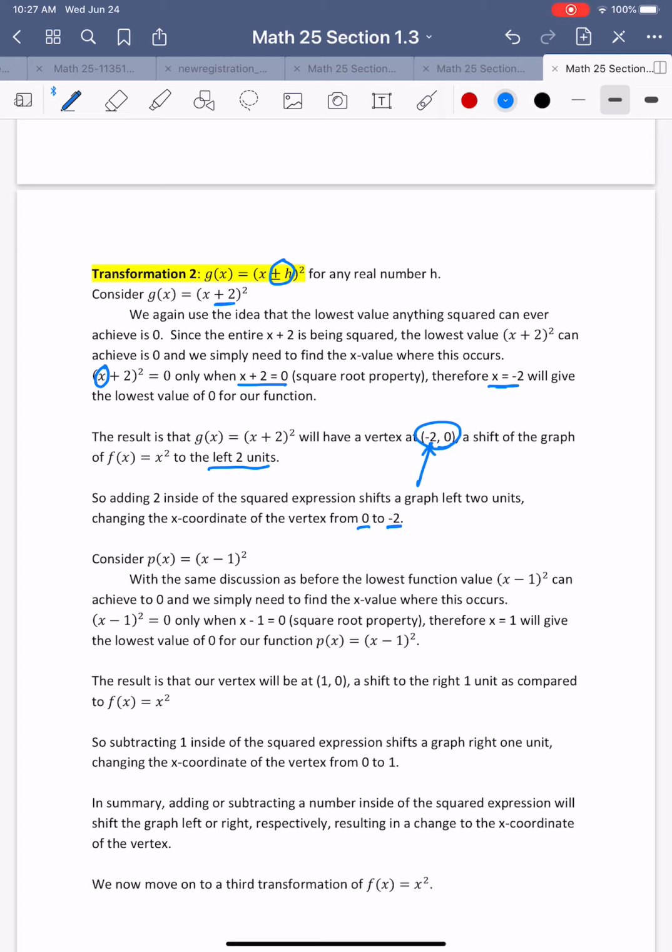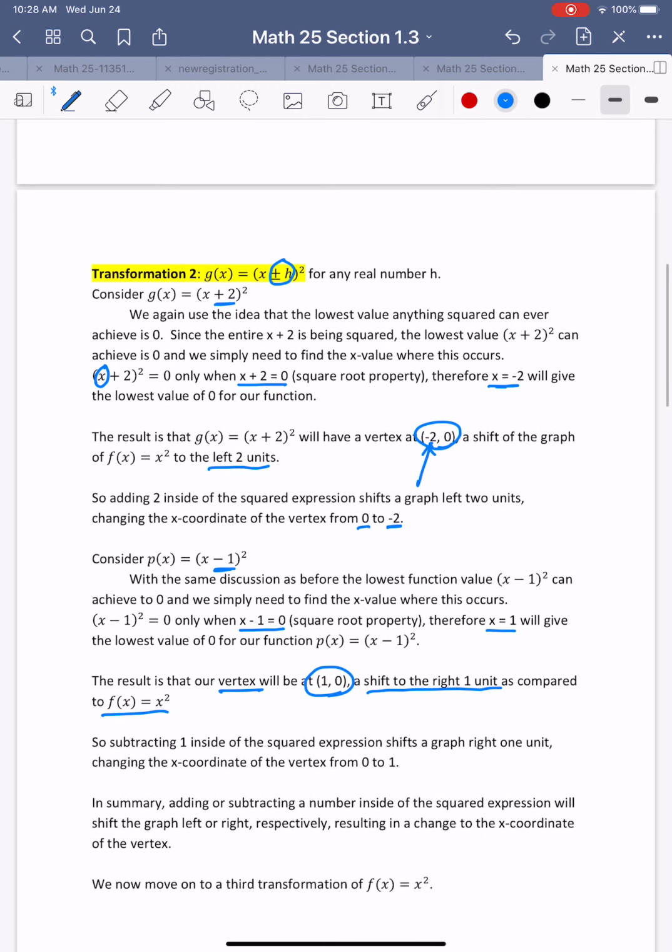Now we consider the minus 1 inside of the square. With the same discussion as before, the lowest function value x minus 1 squared can achieve is 0, and we simplify it to find the x value where this occurs. So same thing, x minus 1 equals 0, which is when x equals 1, it becomes 0. So the result is our vertex will be (1, 0), which means it's shifting to the right 1 unit as compared to f of x equals x squared.